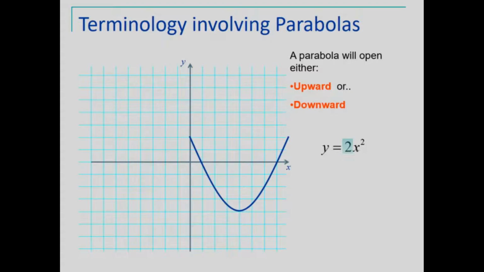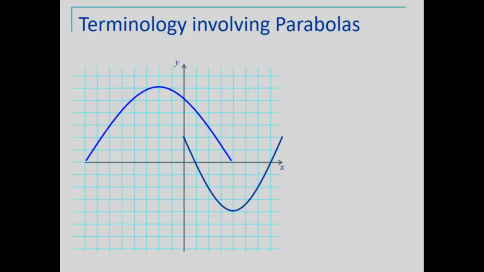Graphs also, as mentioned, can open downward, and here we have an example. The equation of this parabola is shown here and has a leading coefficient of -3, which results in the parabola opening downward. When the leading coefficient is positive, the parabola will open upward as shown in this example. When the leading coefficient of the quadratic equation is negative, the parabola will open downward as shown in the second example.